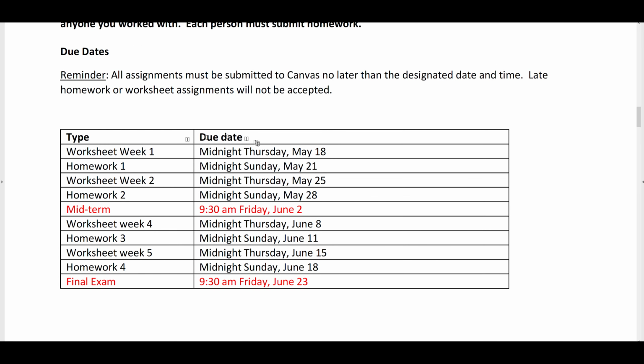Here are the specific things you will be graded on and the dates by which these things must be submitted. Okay, so worksheet one has to be submitted just before midnight on this coming Thursday, May 18th. Homework one needs to be submitted just before midnight on Sunday, 3 days later. I want people to submit homework on Sunday night so that you then have some time to prepare for the lecture on the following Monday night.